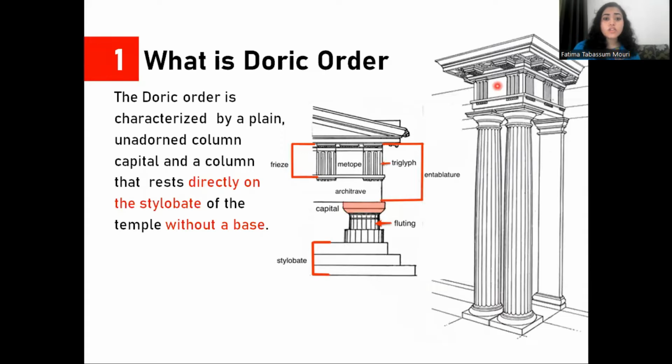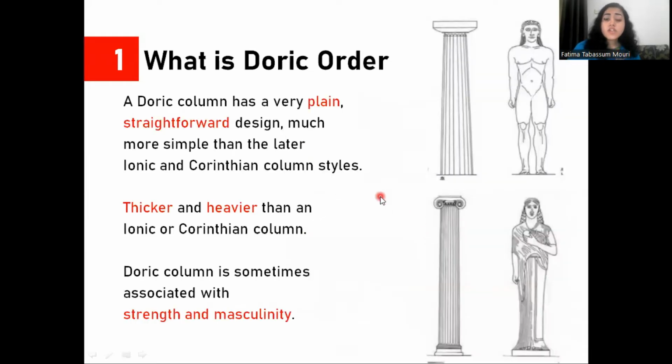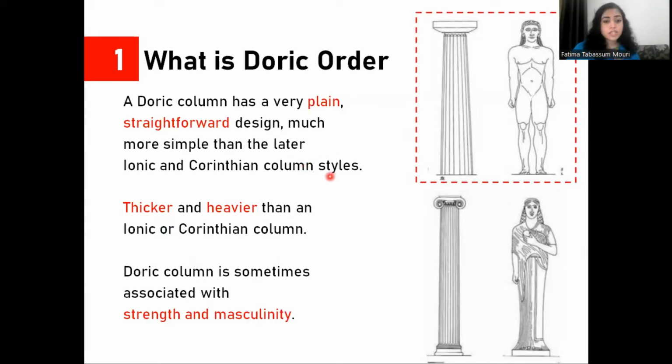So the Doric order is characterized by a very plain and unadorned look. It is made very plain, and the capital sits right on top of the stylobate without any base. It does not have any base and just sits right on top of it. So the Doric order was made very plain and straightforward in design, compared to the Ionic and Corinthian column style. Because of it, it looks much thicker and heavier than the Ionic and Corinthian column.